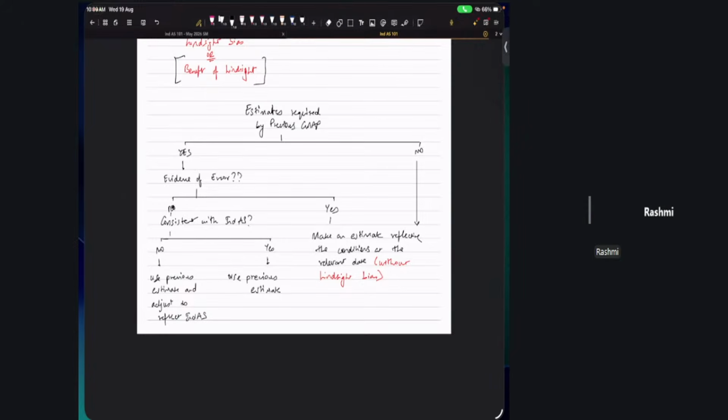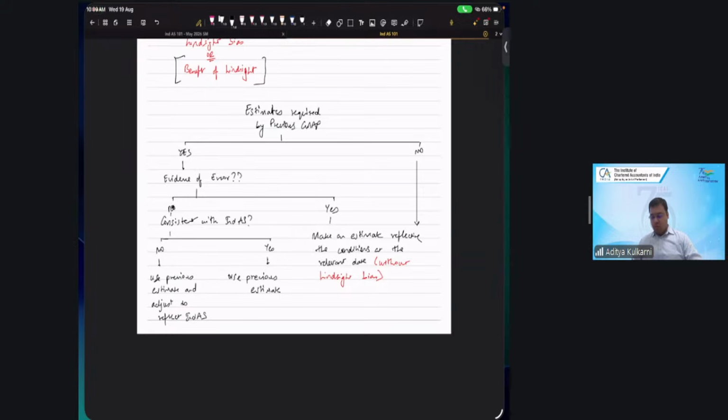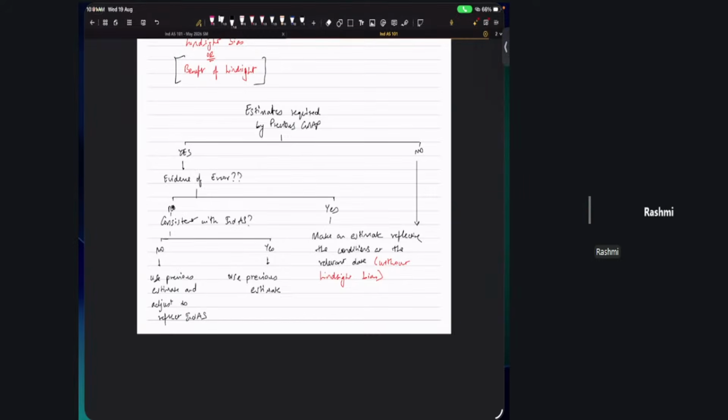If there is no evidence of error, but it is not consistent with Ind AS, then use the previous estimate and adjust to reflect Ind AS. For example, you have made provision for bad debts based on a simple rule that for dues more than 3 years, I will make a provision. But under Ind AS 109, you have to follow the ECL model. This is a case where your estimates are not consistent with Ind AS. You can make a change by applying Ind AS. Is it okay? Yes, sir.